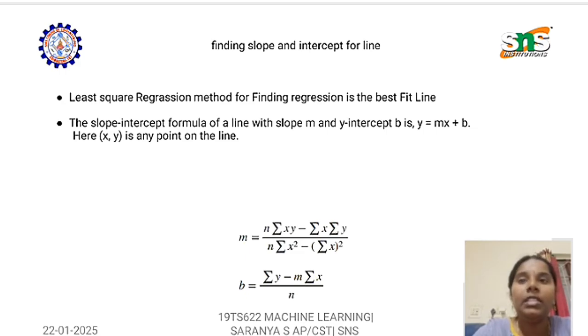Then independence: the observations in the data set are independent of each other. This means the value of the dependent variable for one observation does not depend on the value of the dependent variable for another observation. If the observations are not independent, then linear regression will not be an accurate model.